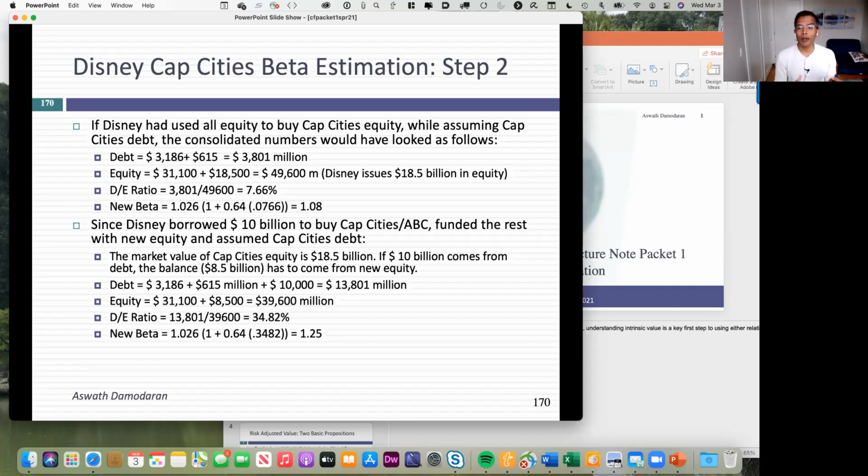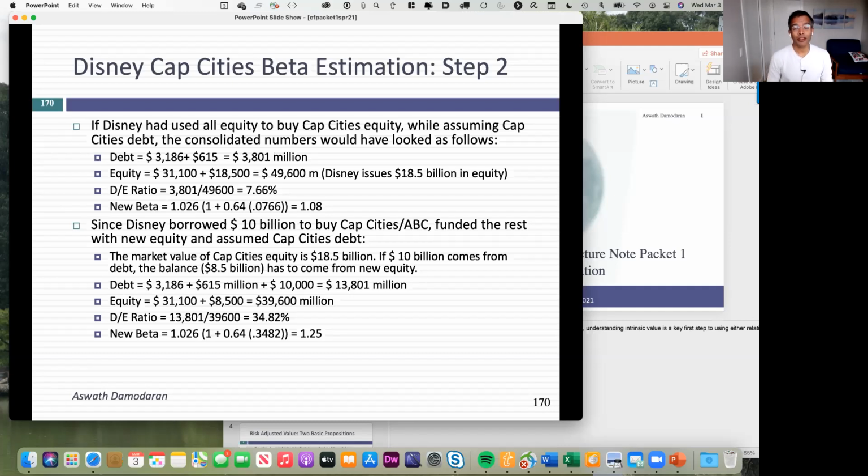I have the unlevered beta for the combined firm. I have a debt to equity ratio of 7.66%. The levered beta for Disney, if they had funded this deal entirely with equity, would have been 1.08. There's no new debt brought on. What Disney actually did was slightly different. They decided to borrow 10 billion and use 8.5 billion of new shares.